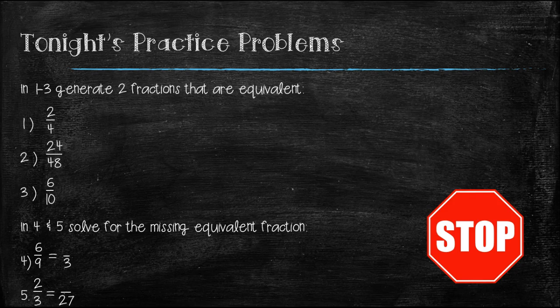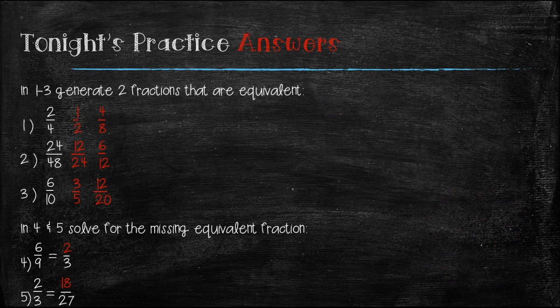Okay, coming back in 5, 4, 3, 2, 1. So here are some sample answers. Remember, problems 1, 2, and 3, we don't have to have the same answers because there are lots of different equivalent fractions. But if you got an answer different than mine, I want to make sure that you can prove it by cross-multiplying. Then the answers for 4 and 5, well, that's really the only answer you can get. So 6/9 is equal to 2/3, and in number 5, 2/3 is equal to 18/27.